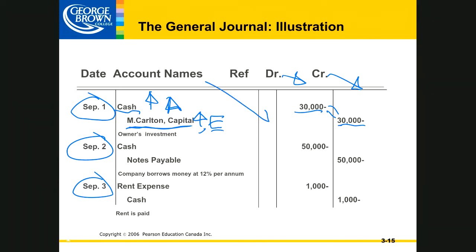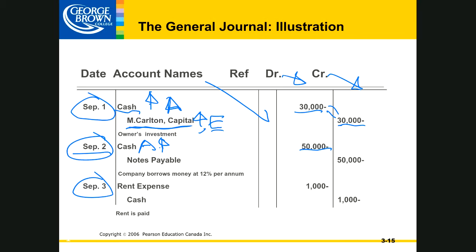Next, on September 2nd, we took out a bank loan. Okay, so in our bank loan, we now have $50,000 more cash, but we also have a $50,000 liability or an obligation to pay in the future. Because cash is an asset and our asset account is increasing, we debit our cash account by $50,000.